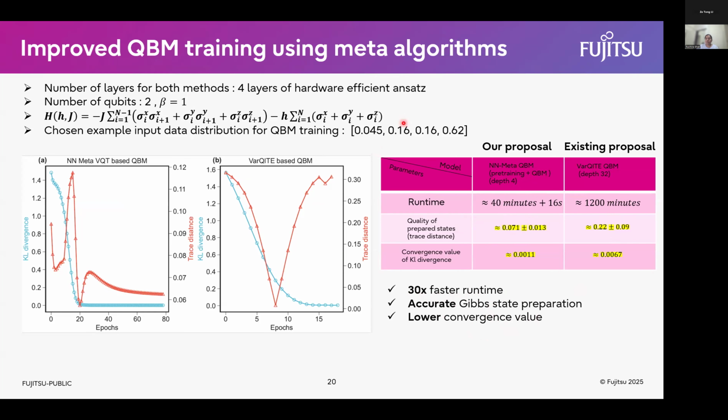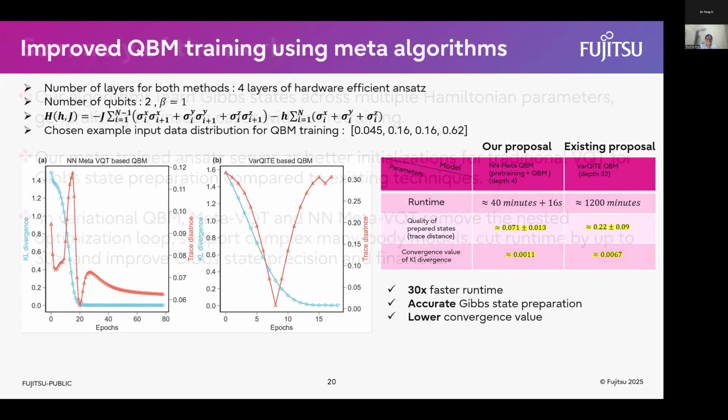So though we have demonstrated it for a very simple small size example, we can see even for that small example how much time difference we are able to attain when we replace the single module with our meta trained ansatz.